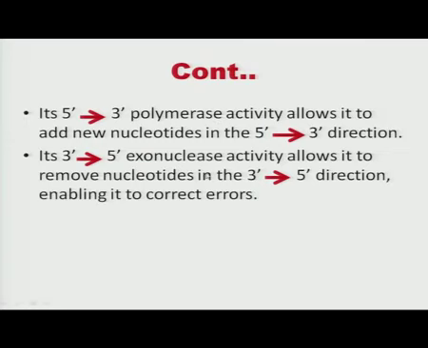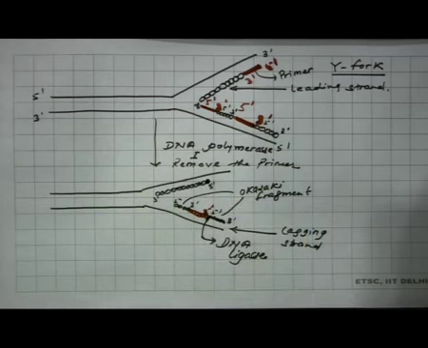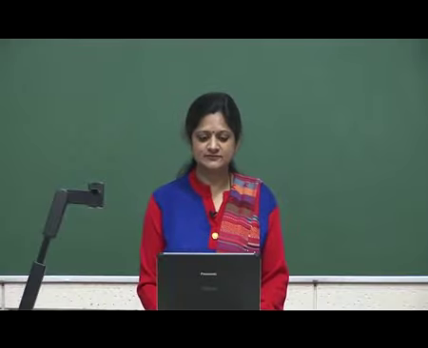Another important activity of DNA polymerase is its 3 to 5 exonuclease activity. Suppose DNA polymerase adds a wrong nucleotide. This wrong nucleotide will be removed by its exonuclease activity and the correct nucleotide will be added. So, these two important features of DNA polymerase make DNA replication accurate and fast.